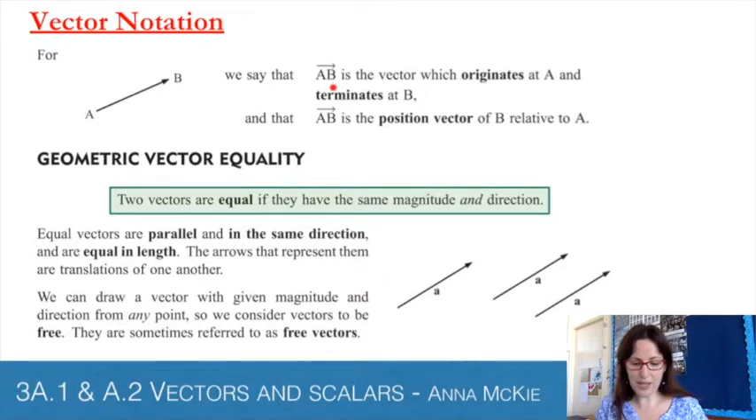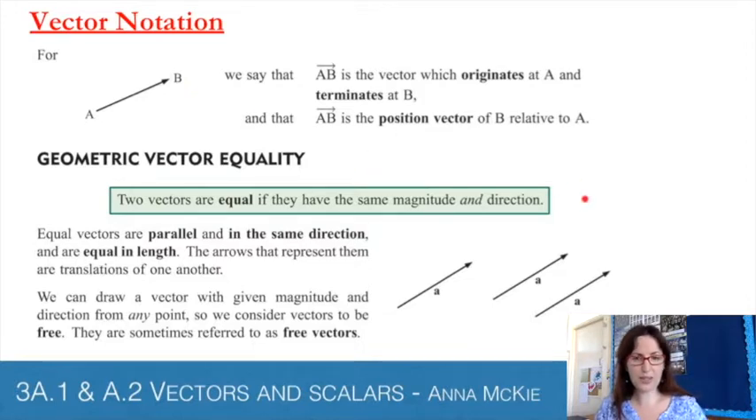We say that AB is the vector which originates at A and terminates at B. Just some of the terminology there, the start and the end points if you like. And AB is the position vector of B relative to A, because B is where you end.